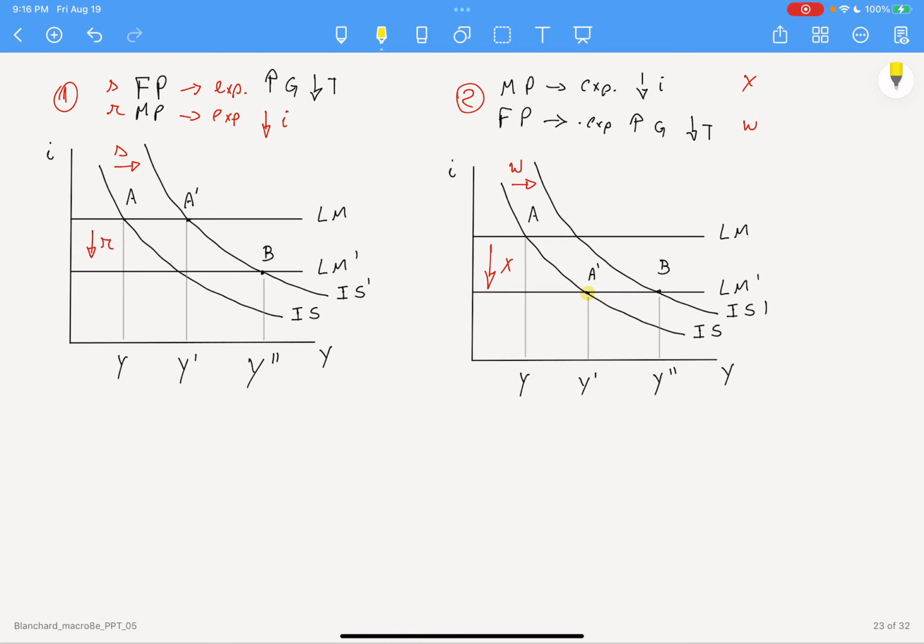Qualitative in terms of the results, point B is a point of a greater output and a lower interest rate in both cases. But A prime is a point of a lower interest rate and a greater output in this second case, but the same interest rate and a greater output in the first case, right? This is just to emphasize that you must do the things step by step, right?